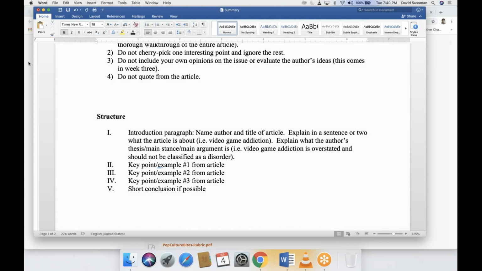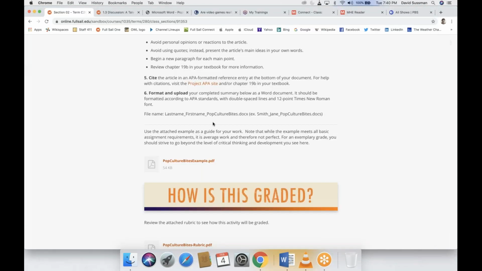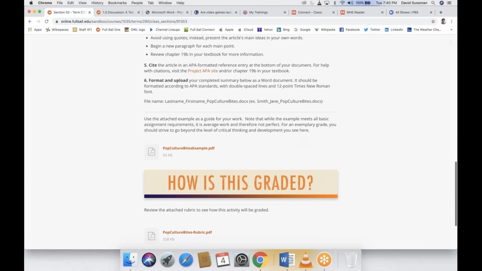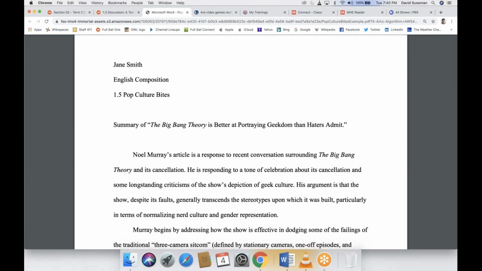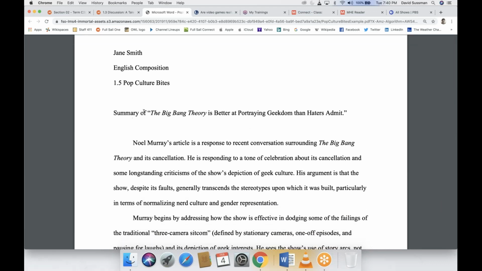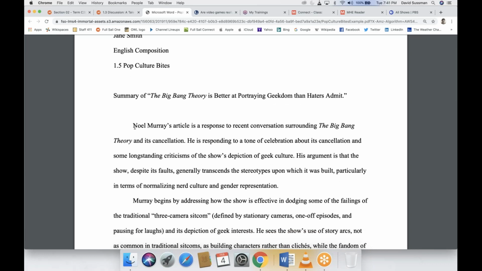And guess what? If we look at the example, again, every single activity, assignment in this class comes with examples. So here's the example, which I already have open. You can see that this person's essay follows this format. Summary of, here's the title of the article: The Big Bang Theory is better at portraying geekdom than the haters admit. And if we look at the person's first paragraph, it mentions the author, Noel Murray. It does mention the article's title, but that's okay because it's indicated here.